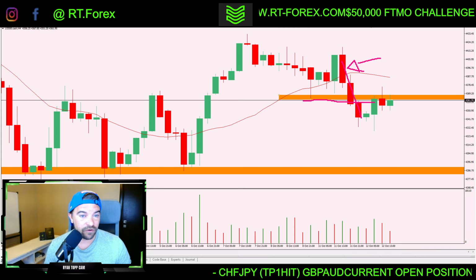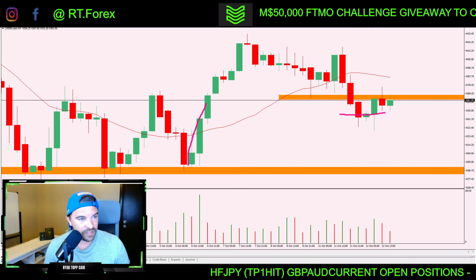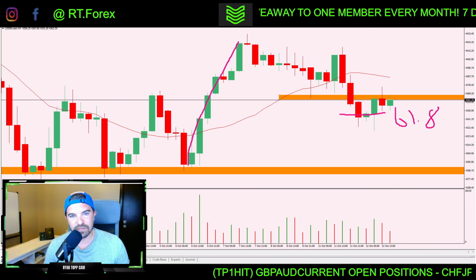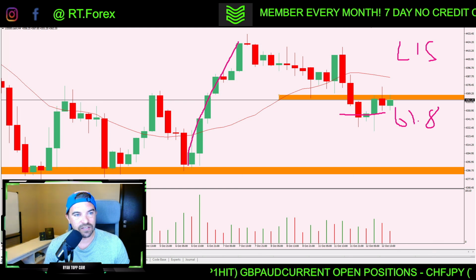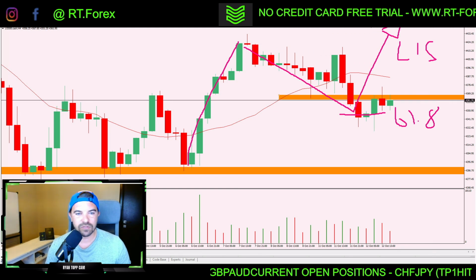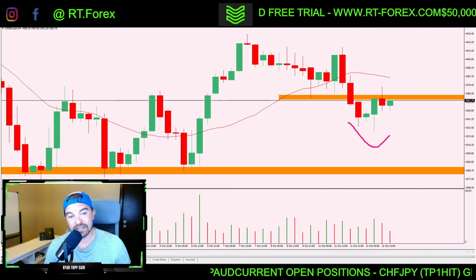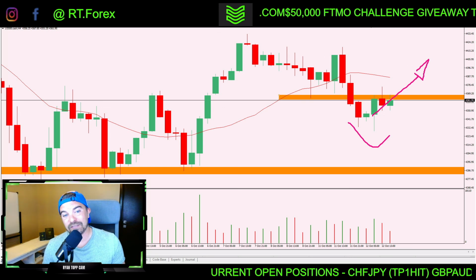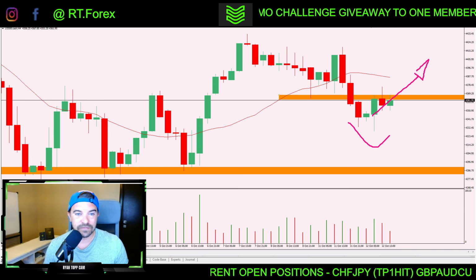underneath that 61.8 from this impulse to the upside, which I consider the 61.8 to be the line in the sand for trend continuation, i.e. movement like this, impulse, correct, impulse. However, that doesn't mean that this SPX can't rise because of the price action we've seen in the past where it's been quite hard to predict.